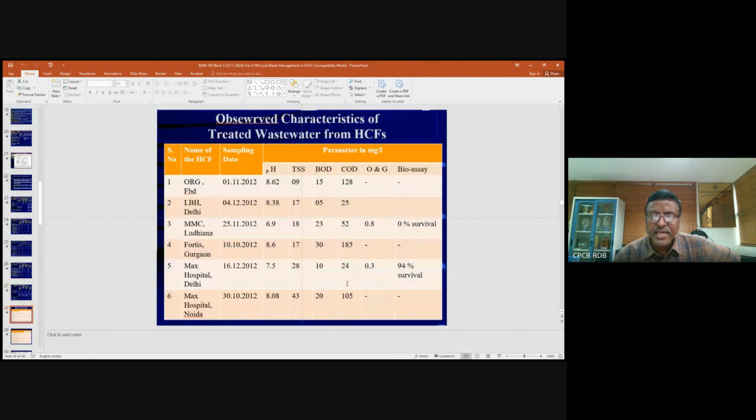These are the characteristics that we have seen in some of the hospitals when we inspected these facilities in Faridabad, Delhi, Ludhiana, and Gurgaon. These are the characteristics that we have observed. Maybe it is very old data, but most of the hospitals did not have any liquid waste management facilities. Now, it is compulsory for all the hospitals.